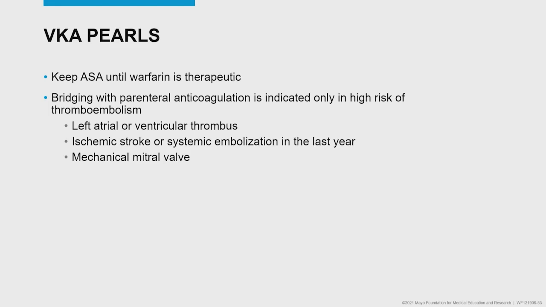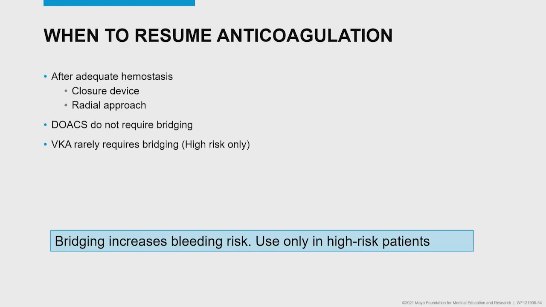No bridging required. When we resume anticoagulation after PCI, we need to make sure that we have adequate hemostasis, and that can be helped with a closure device or radial approach, and we're going to hear more about that in the next talk. DOACs, remember, don't require bridging ever. The half-life of a DOAC is very similar to low molecular weight heparin, so when we're bridging, we're just duplicating an anticoagulant, putting the patient at risk of bleeding. And vitamin K antagonists rarely require bridging, only for very high risk.